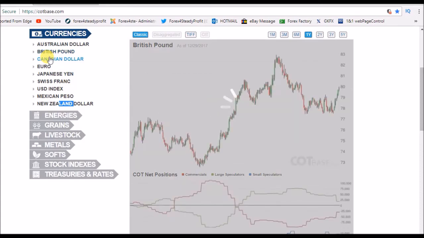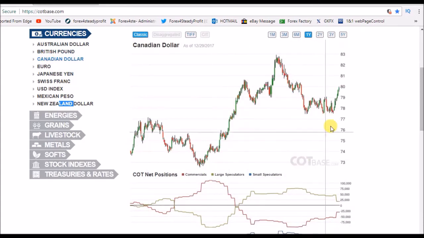Canadian dollar. We've actually had an increase in the value of the Canadian dollar. The oil price has shot up, and we've seen this very steep rise. As you can see, between this period here, which is the bottom of the rise, and over here, the commercials have dumped a load of their short positions. So anyway, I'm expecting maybe a little bit more upside to this.